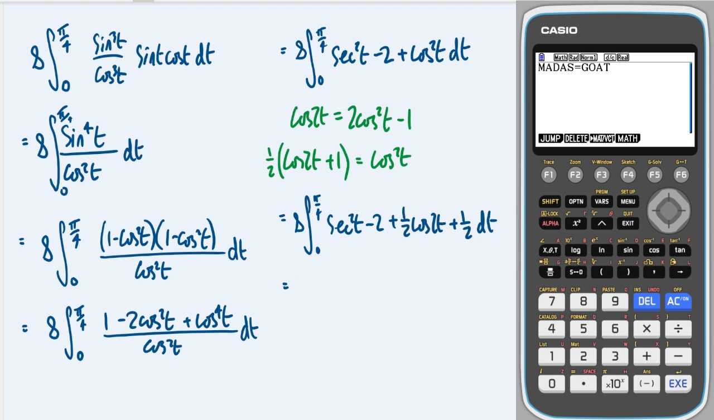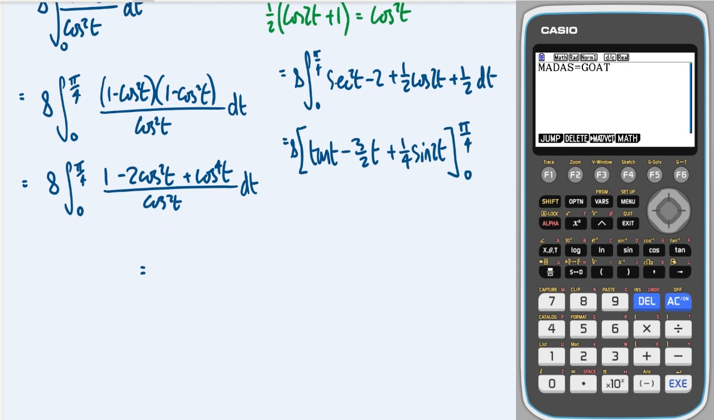So now let's do the integrals. And we will get, well, the derivative of tan is sec squared, so the integral of sec squared is tan. We've got minus 2 and plus a half there, so that's minus 3 over 2, so that's going to integrate to minus 3 over 2 t. And cos integrates to sine, and the derivative of 2t is 2, and we divide by the derivative, so we get a half, and there's already a half there, so it's a quarter. So it's a quarter sine 2t. And that is between pi over 4 and 0.